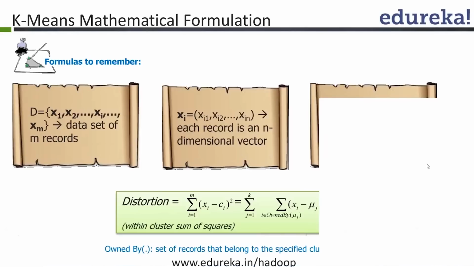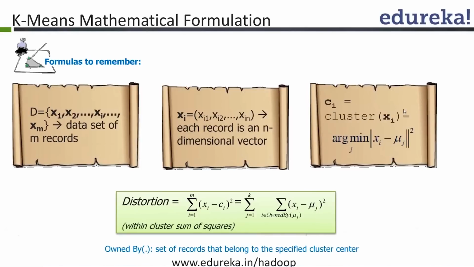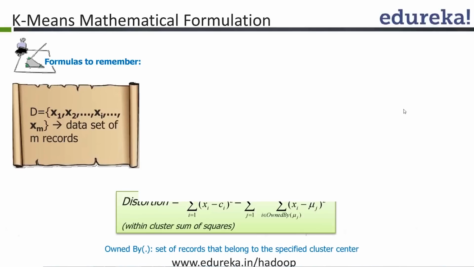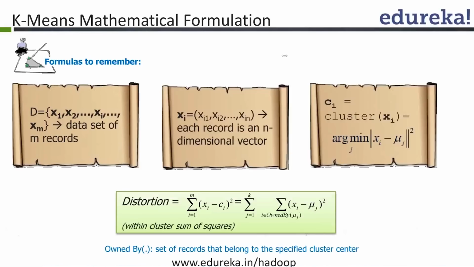Because I want all my data points to be allocated to the closest center as possible. Is that clear, everyone? Even if you don't understand the mathematical formulation, if you are fine with the high-level description that we saw before, that's good enough. But I just wanted to give you some math behind it so that you can appreciate the concepts more clearly. Is that clear so far?